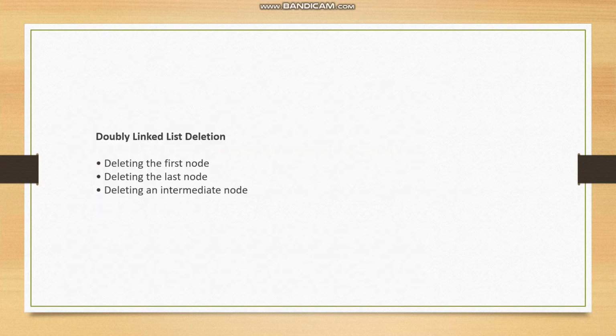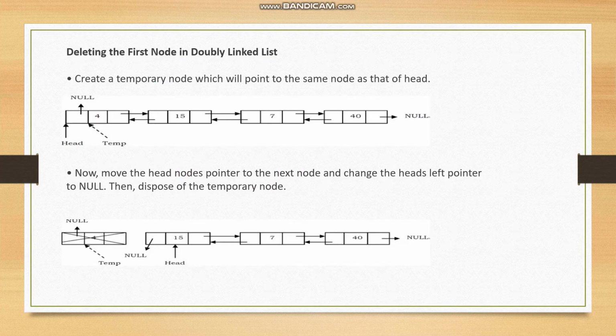Now insertion is done, so deletion in the doubly linked list: deletion of the first node, deletion of the last node, and deletion in the intermediate position. So, deleting the first node in the linked list.